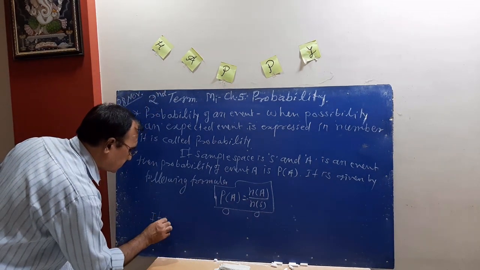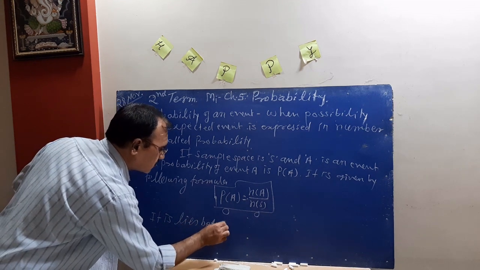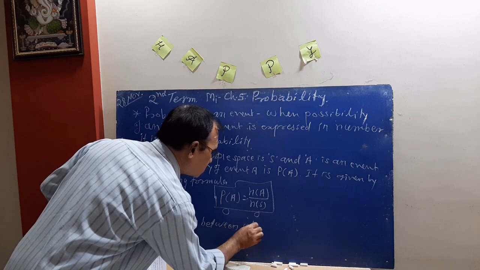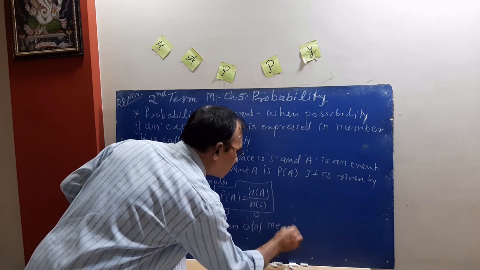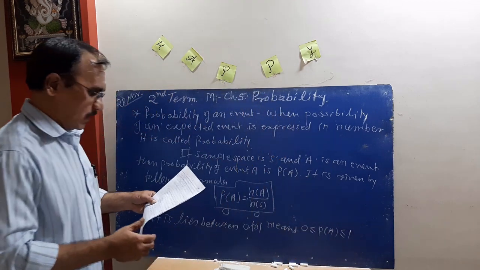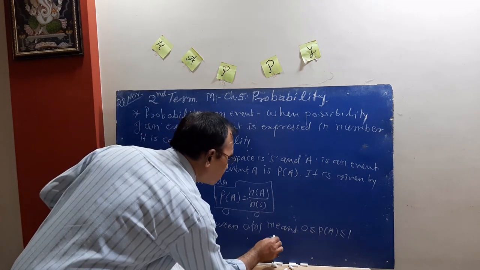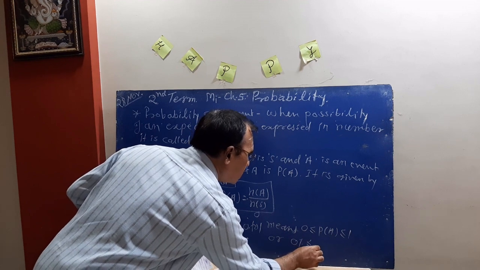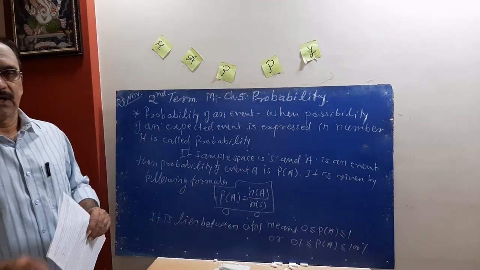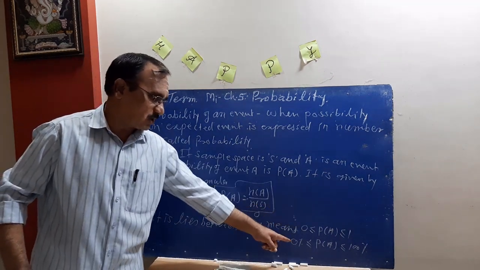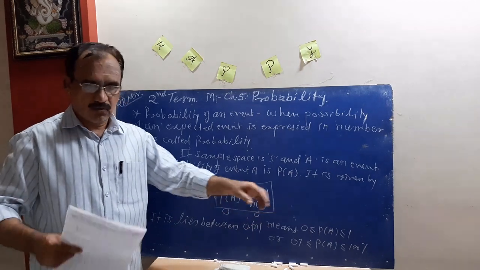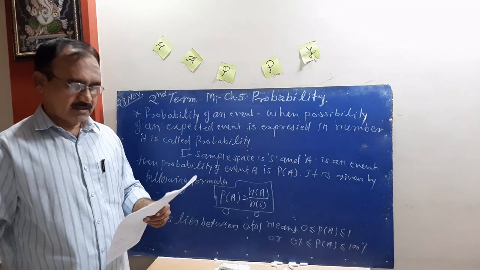Our answer lies between 0 to 1, which means 0 is less than or equal to P of A is less than or equal to 1, or 0% is less than or equal to P of A is less than or equal to 100%. This is the range of our answer.